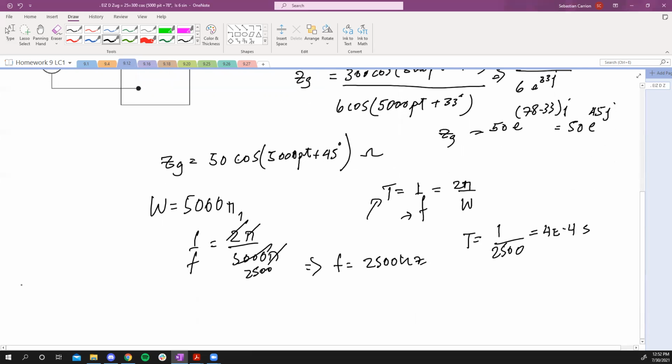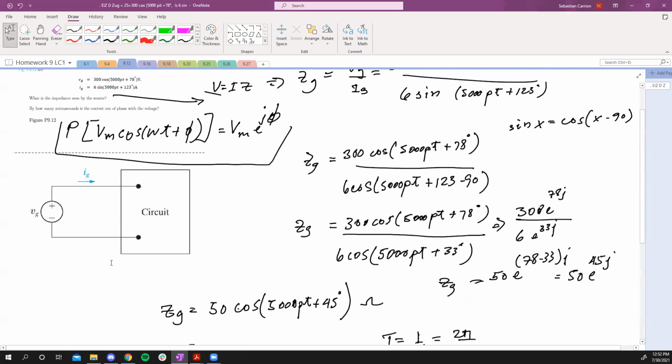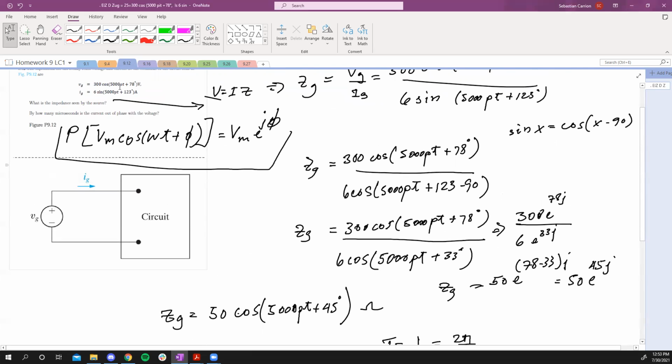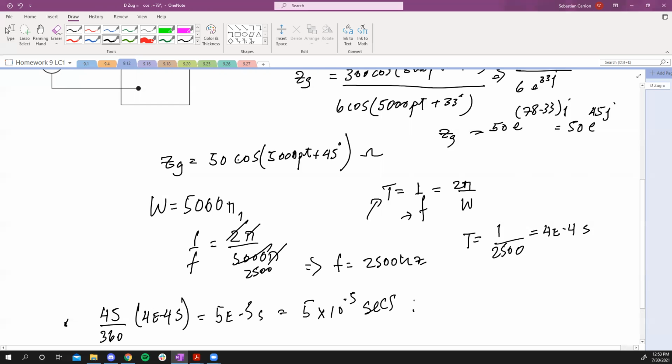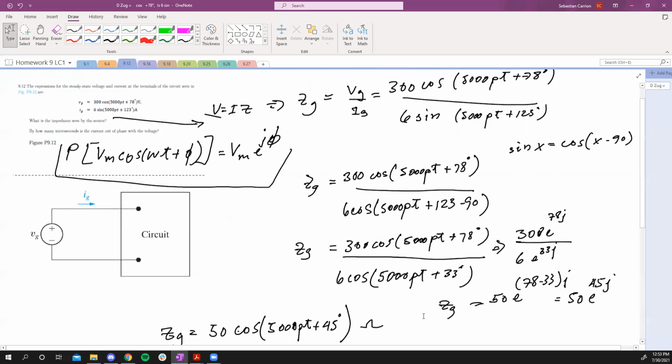So the question is how many microseconds the current is out of phase with the voltage. So if I_G lags V_G, then we know 45 over 360 times 4e to the negative 4 seconds is how much it lags by. So 45 over 360 times 4e to the negative 4 is going to be 5e to the negative 5 seconds. And that's going to be 5 times 10 to the negative 5 seconds. And that would be our answer for 9.12.